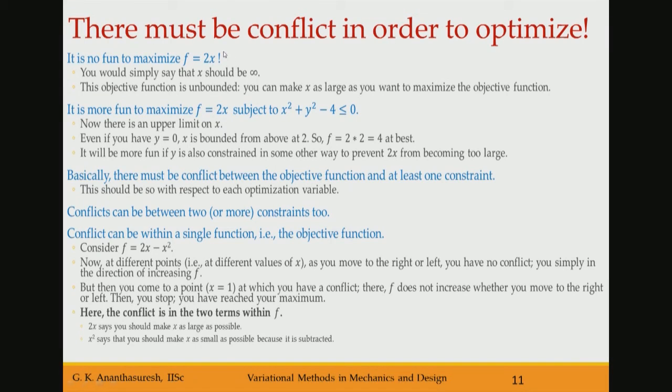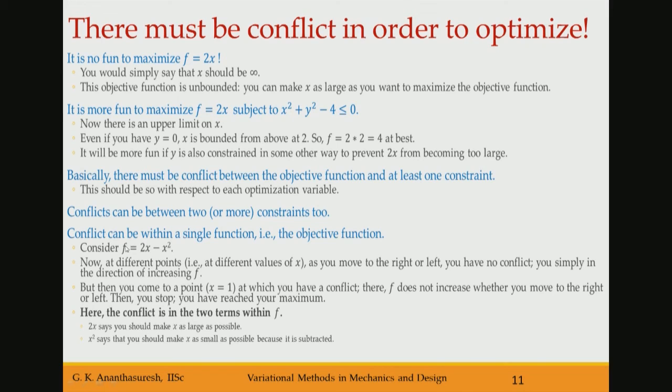So, for a good optimization problem, where there is a maximum or a value that is best, that needs a constraint. There should be something opposing. You want to maximize f, but there is a constraint. So, if there is a conflict between the objective function and constraint, that is optimization. There should be a conflict.